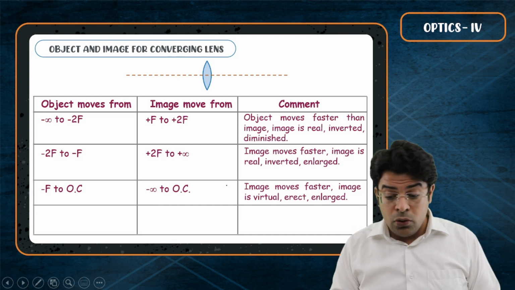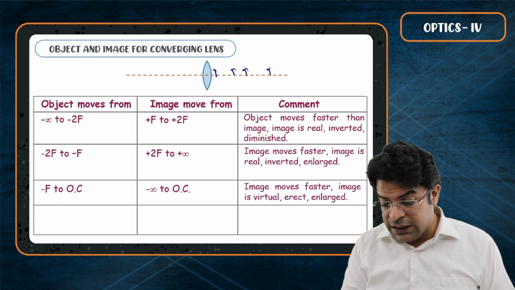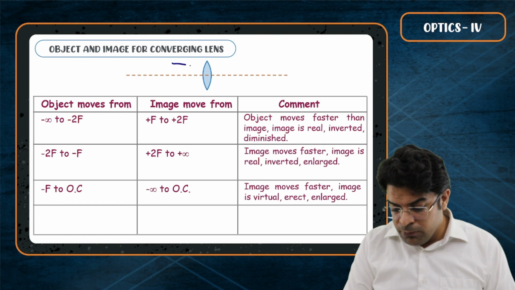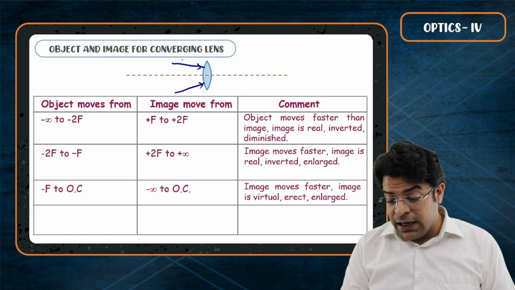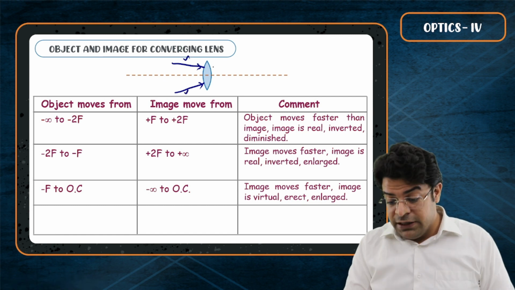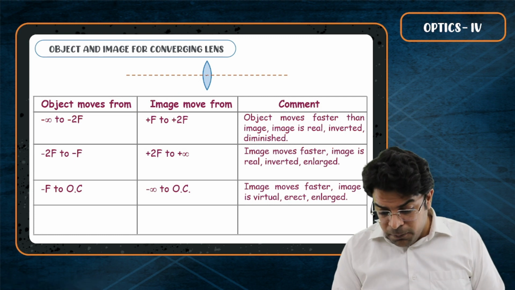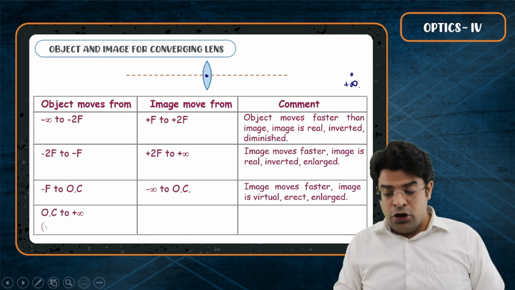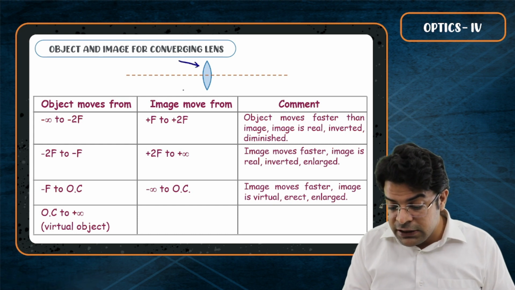Now we will talk about objects which are virtual. Means the object placed between optical center and plus infinity. To get virtual objects, you must hit convergent rays on the converging lens so that the rays do not actually intersect, but their extension does. So for the object placed between optical center and plus infinity, which are nothing but virtual objects, and do understand, to get virtual objects, you must hit convergent rays on this lens.